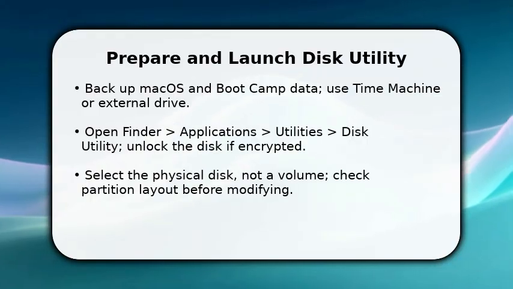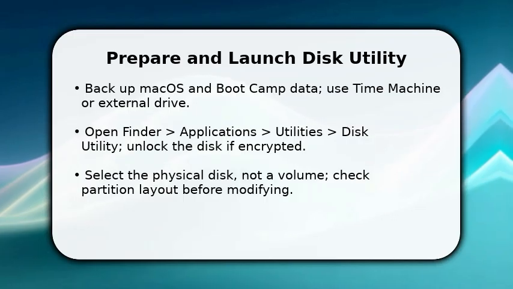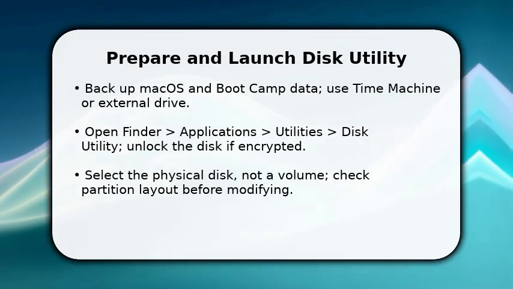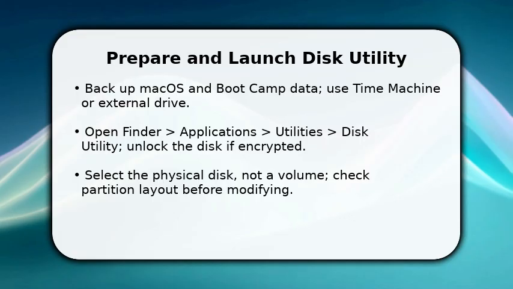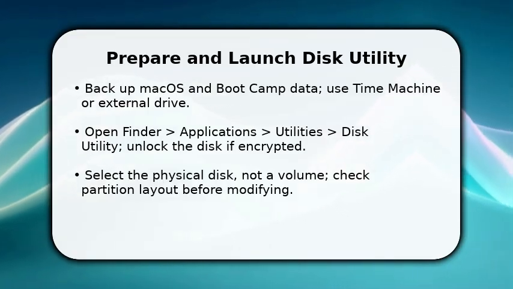You start by backing up critical files because removing a partition rewrites the drive map and risks data loss. Once backed up, open Finder, go to Applications, Utilities, and launch Disk Utility. Make sure FileVault is off or you have the password, otherwise you cannot resize.